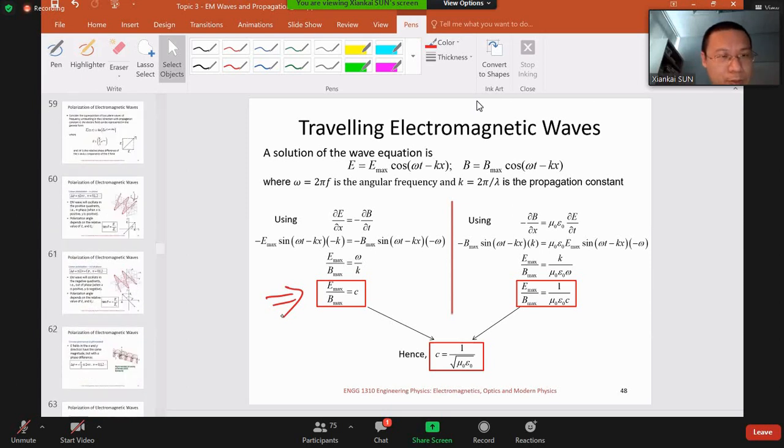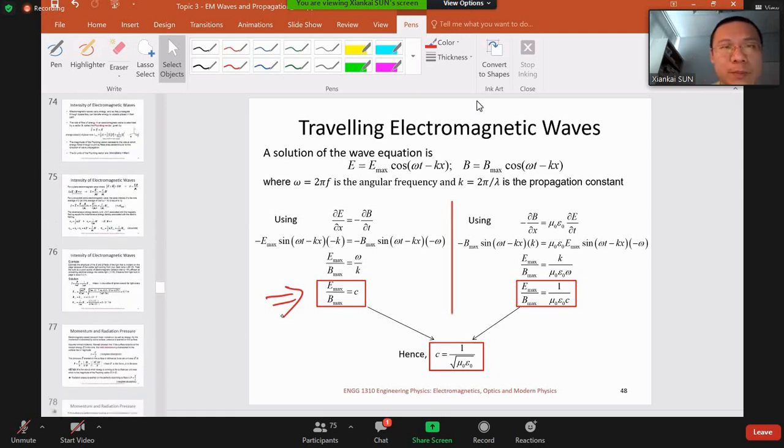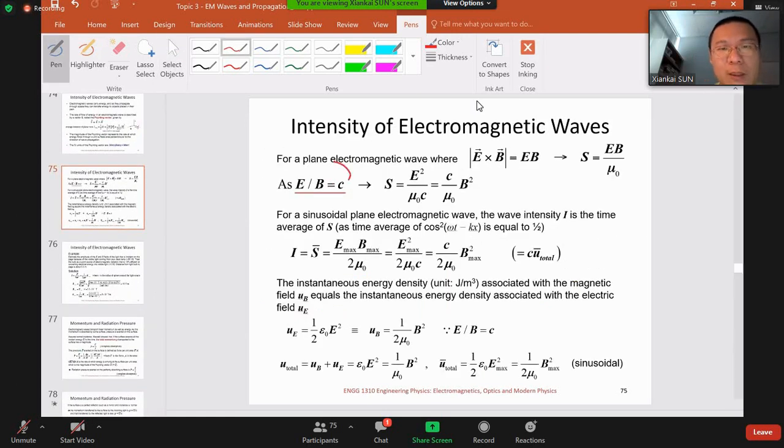Come back to the intensity of electromagnetic wave. E over B is equal to C. So substitute this relationship into here. Then we have two expressions: S equal to E squared over mu naught C, or equal to B squared times C over mu naught.